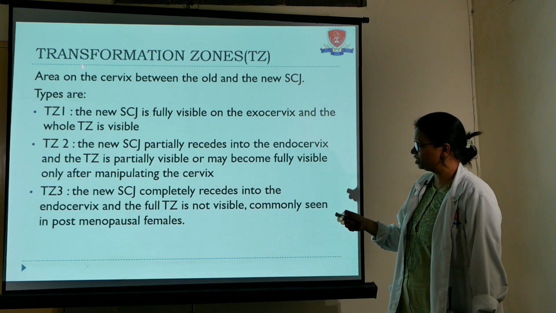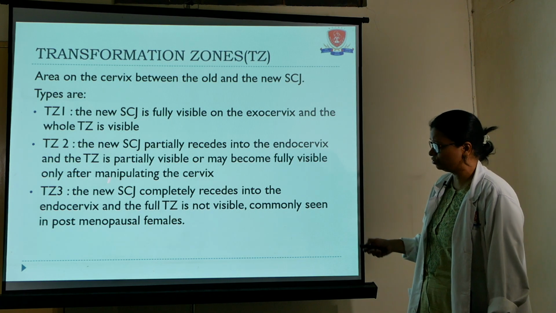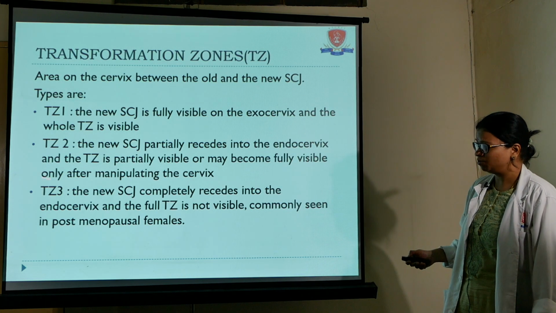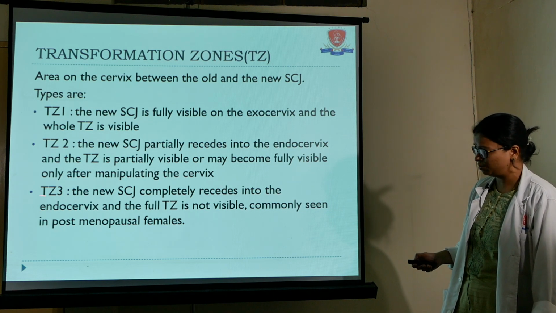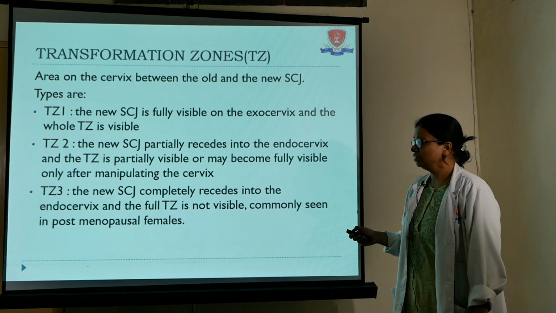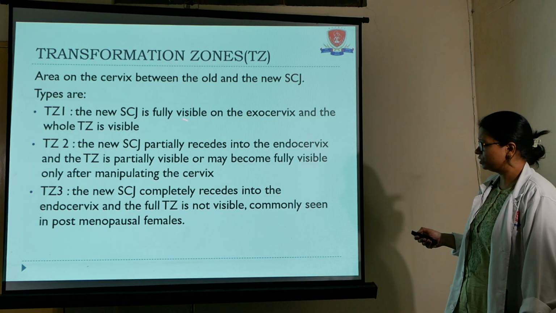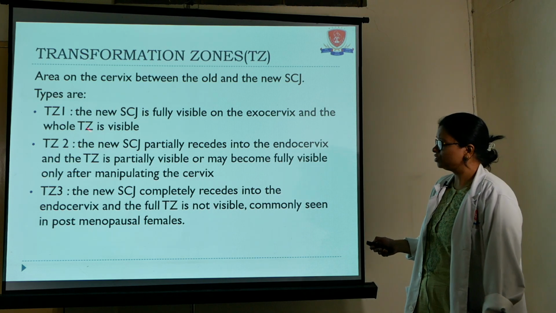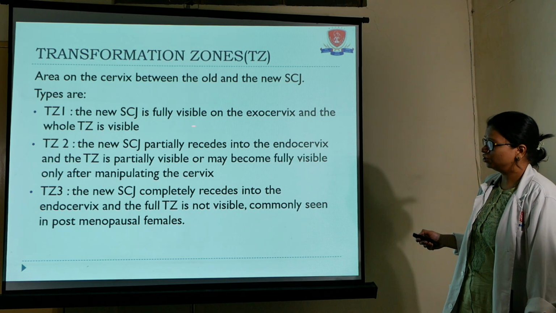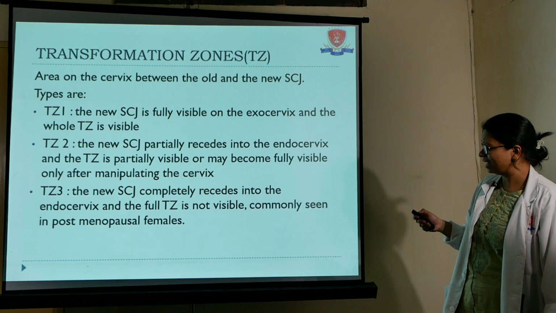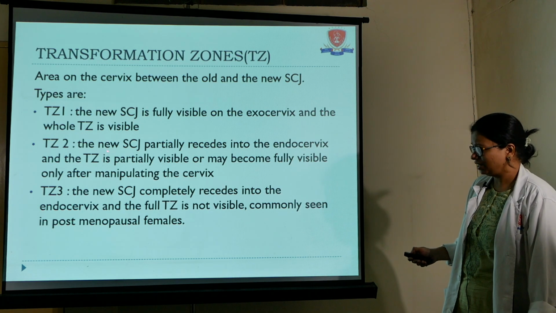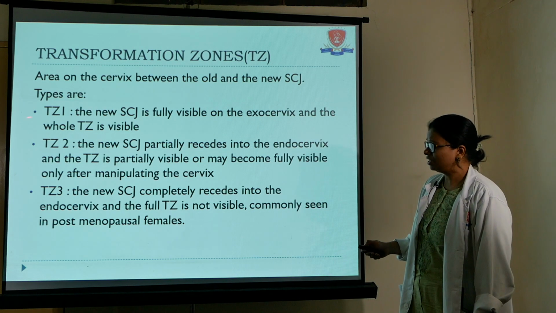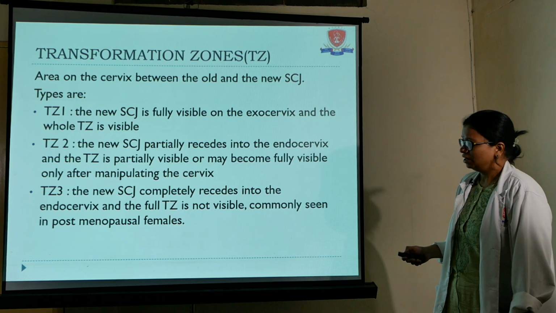So basically we have 3 types of transformation zone. To know them is important because if we get transformation zone 3, colposcopy is almost inadequate. Transformation zone 1: the new squamocolumnar junction is fully visible on the exocervix and the whole transformation zone is visible. Transformation zone 2: the new squamocolumnar junction is partially present in the endocervix. So it is not totally visible initially, but when we manipulate the cervix with instruments, then we can see the full transformation zone 2.